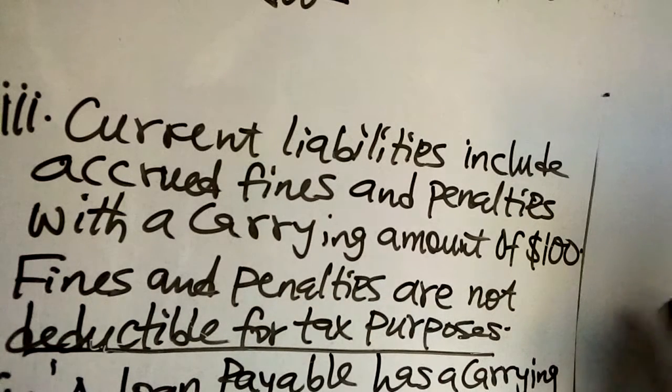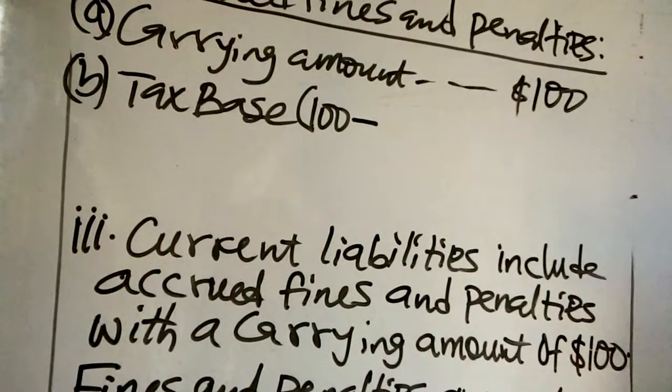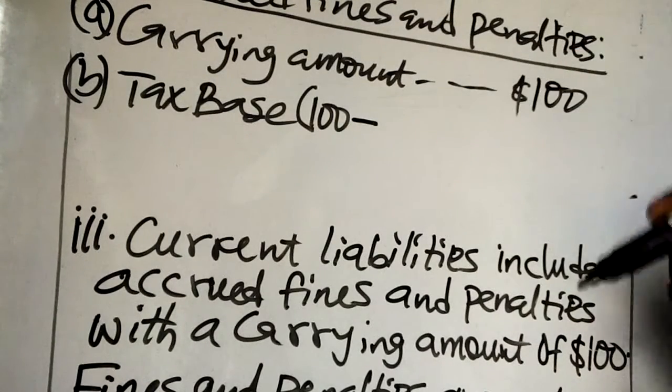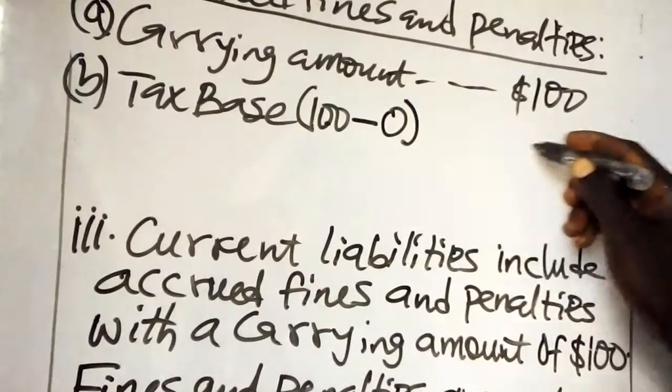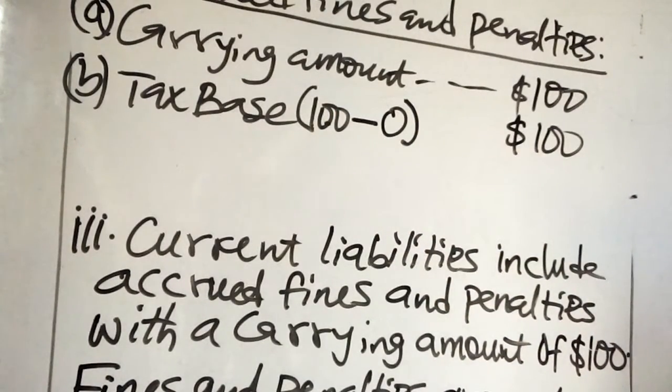Since they cannot be deducted for tax purpose, that means nothing will be deducted in relation to fines and penalties in the future period. That means the amount that will be deducted in relation to fines and penalty for tax purpose in the future period will be 0. Therefore, the tax base will be 100 minus 0, and that will still be $100. Therefore, the tax base of the accrued fines and penalties is $100. So that is for that.